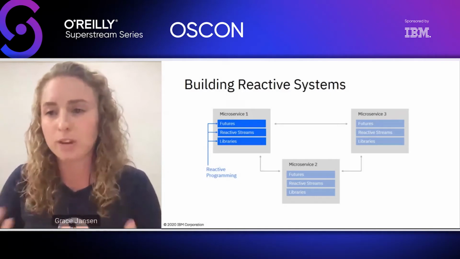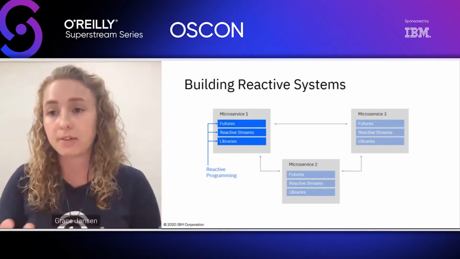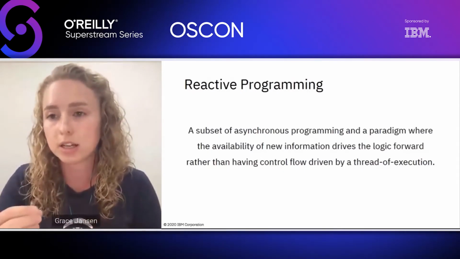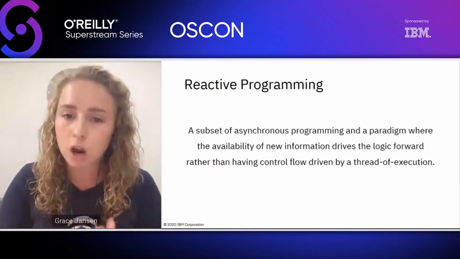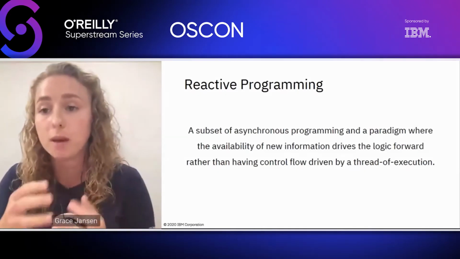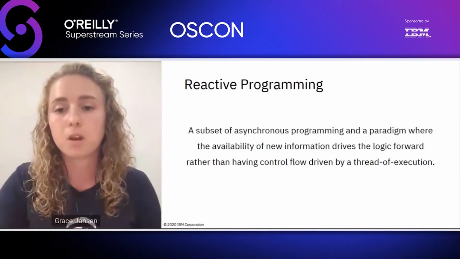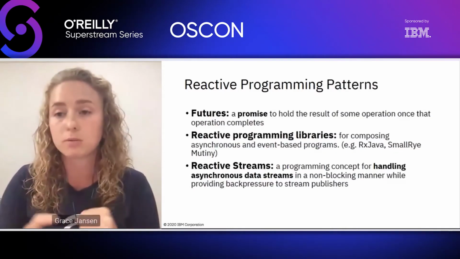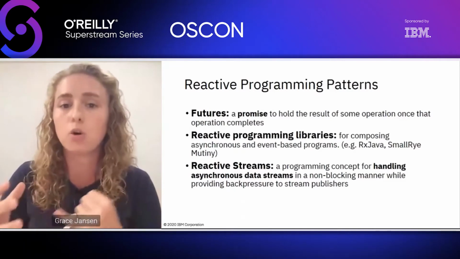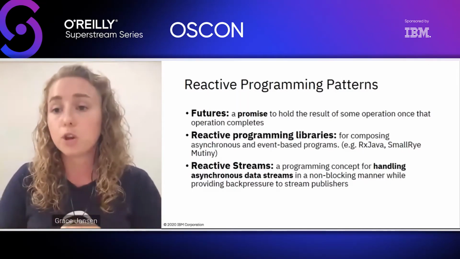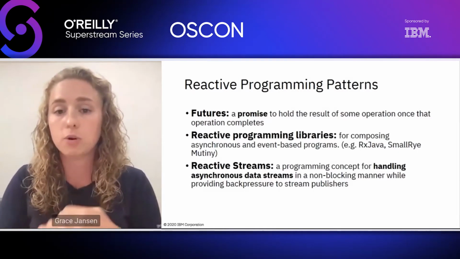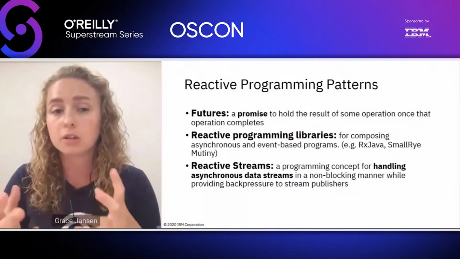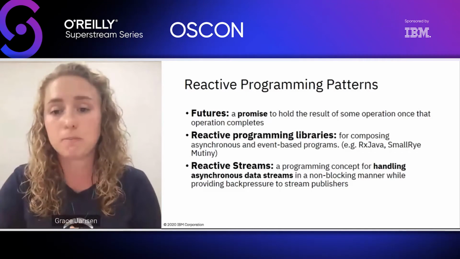So what do I mean by reactive programming? Well, here's a basic definition of reactive programming. But the important part is it's all about introducing this asynchronicity into your programming logic. So it's about driving forward the logic via the availability of new information instead of just by a thread of execution. And you can enable this by introducing things like futures. So if you're a Java programmer, you're probably familiar with the concept of futures, which is essentially a promise to hold the result of the operation until it completes. You can introduce things like reactive programming libraries, for example, RxJava or Small Mutiny. Or you can take a look at the Reactive Streams specification, which Mira will be going into more detail about a bit later in this presentation.